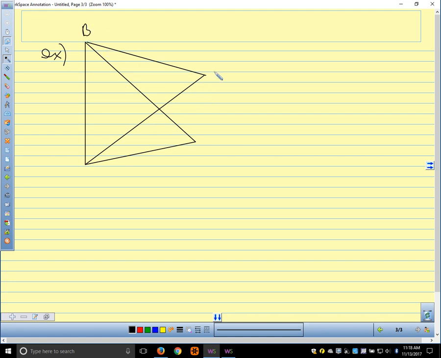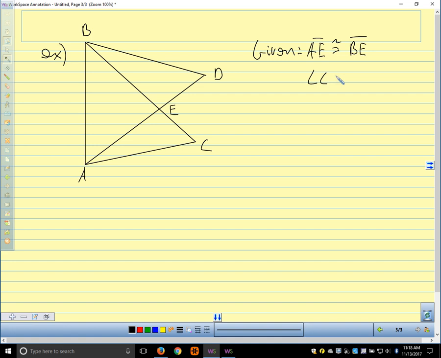I'm going to call this B, D, that point E, and C and A. All right, and we're given that segment AE is congruent to segment BE, and angle C is congruent to angle D. And we want to prove that segment BD is congruent to segment AC.